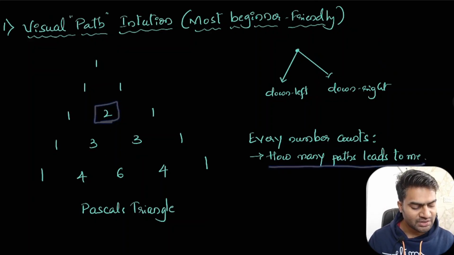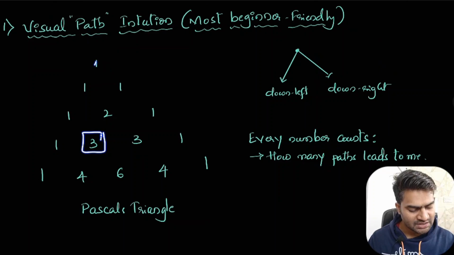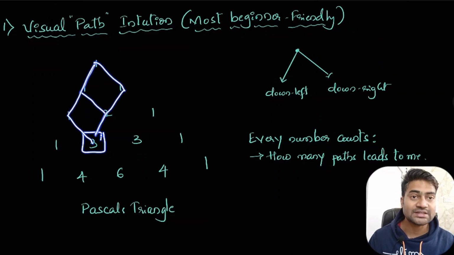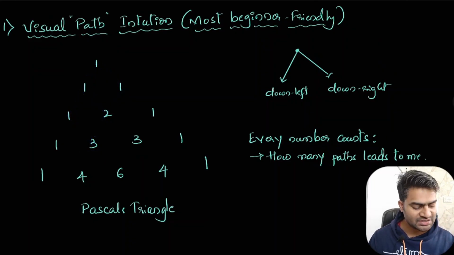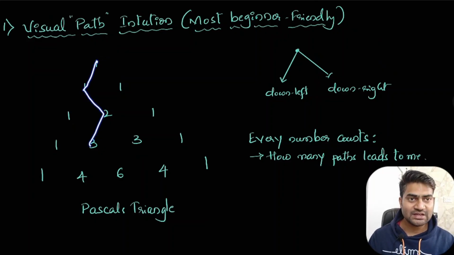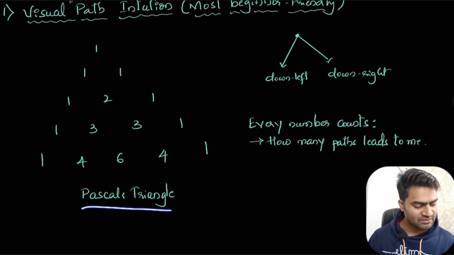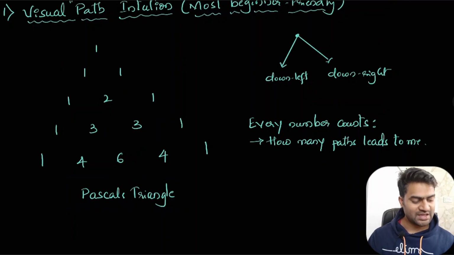If you look at different numbers, again to reach here, one path you can take is this, another one is this, and another one is this. So basically 3 paths to reach this particular 3, and for the remaining numbers you can check that. You can simply draw this flow and check the remaining numbers. So this is the basic intuition. If that is the case, this formulates our Pascal triangle. This is the most beginner friendly intuition.